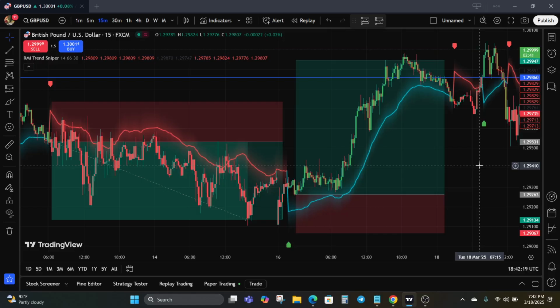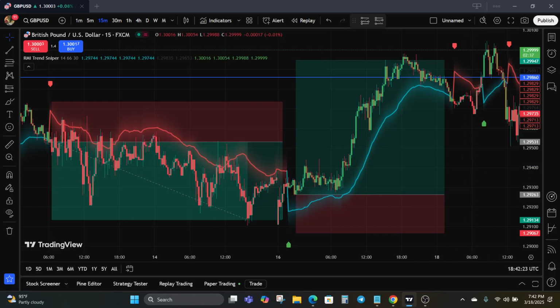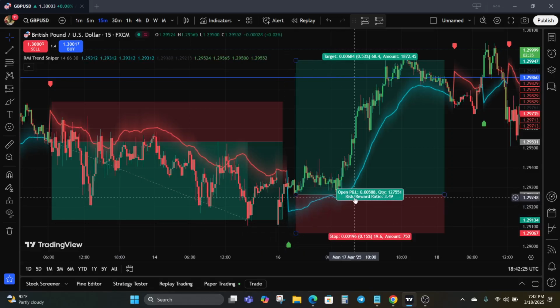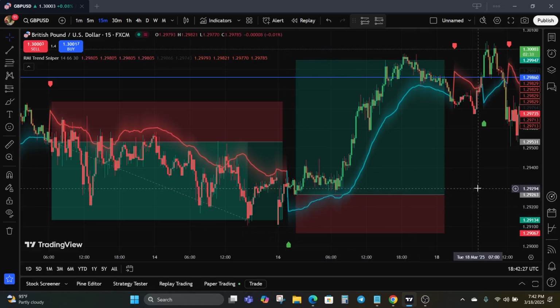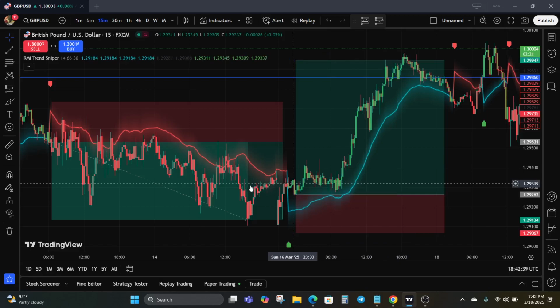Now, the RMI Trend Sniper is designed to help traders identify and confirm strong market trends. Unlike regular momentum indicators that can be too sensitive to price fluctuations, we can see that the RMI Trend Sniper smooths out the noise, and as a result of that, traders can focus on more reliable trend opportunities.